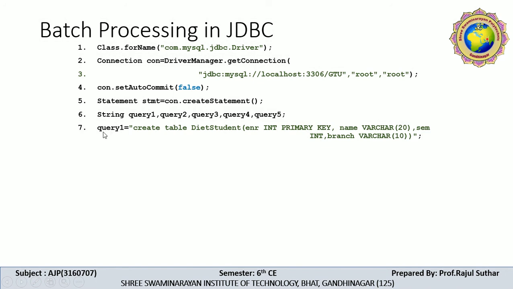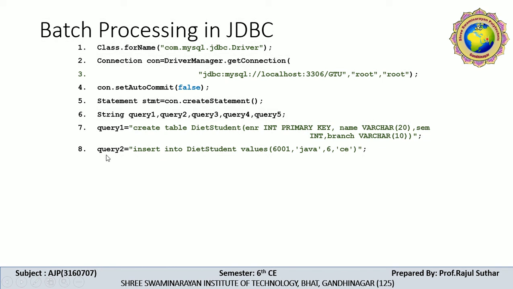Query 1 is create table diet student. First enrollment number, which is an integer type and primary key. Then name, which is a varchar. You can use varchar2 also, but check the equivalent of the database. Like here MySQL is used, so instead of varchar2 you can use varchar. Integer, then branch is varchar. Second query, here a group of queries will be performed by using batch processing.